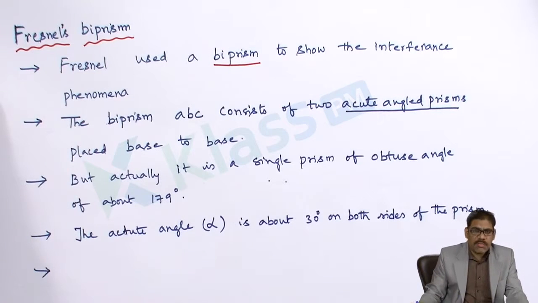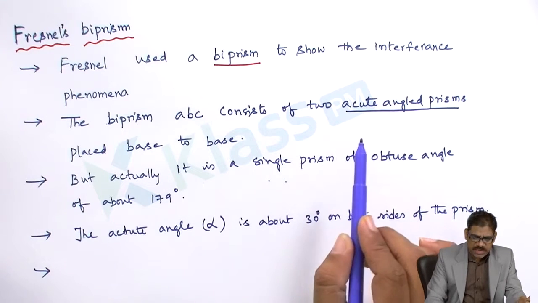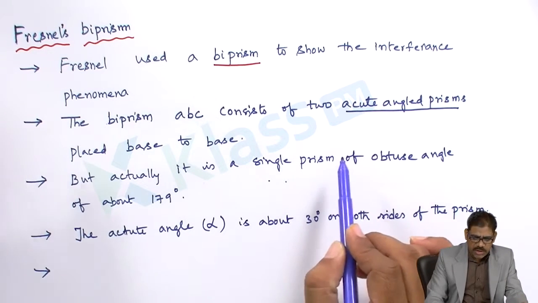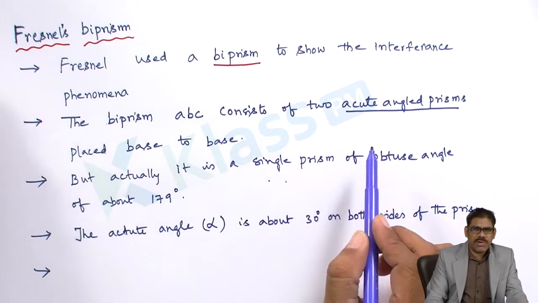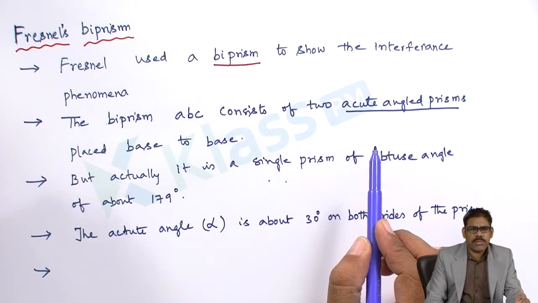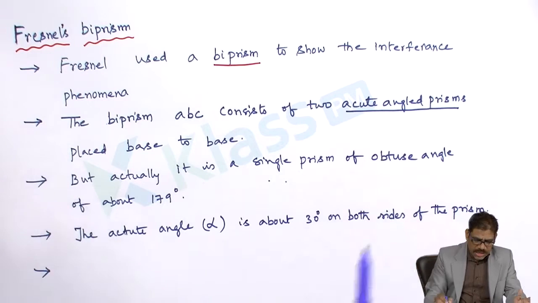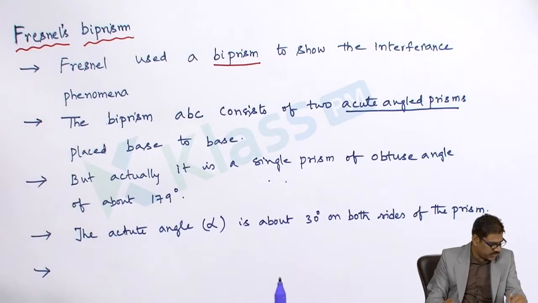Next, coming to the construction part, this is how you construct a Fresnel's biprism. A biprism basically consists of two acute angle prisms placed base to base. Actually it is a single prism of an obtuse angle of about 179 degrees, but we are making two acute angle prisms from the base of that prism, and the acute angle is about 30 degrees on both sides of the prism.